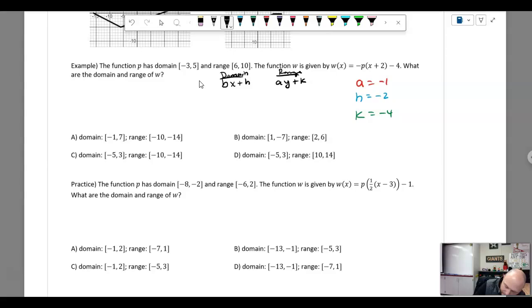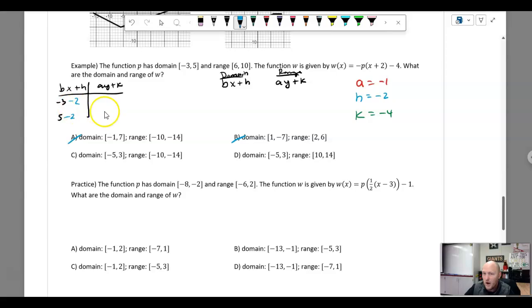So what I'm going to go ahead and do, you can do this mentally, or you can do it with a table. What I like to do is write bx plus h and ay plus k, and I just calculate this. So my domain -3 to 5. Well, what I'm doing is I'm taking -3 and I'm taking 5, and all I'm doing is I'm going left 2 units. Subtracting 2. And so these values would be -5 to 3, so C and D.